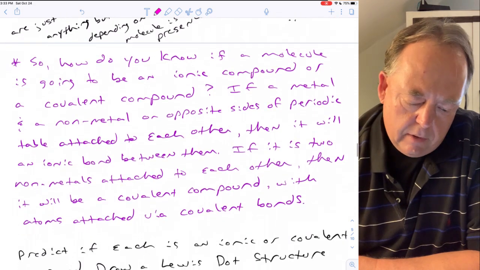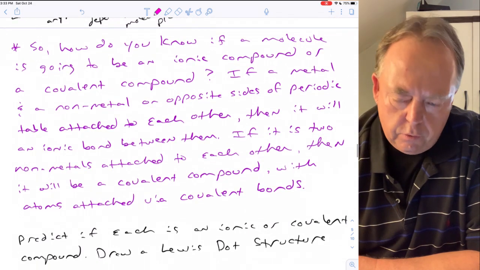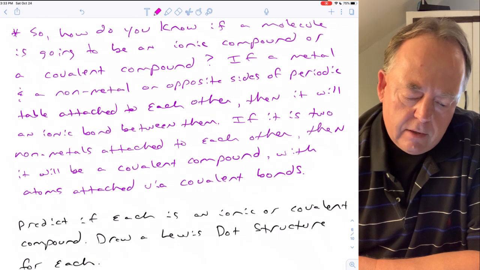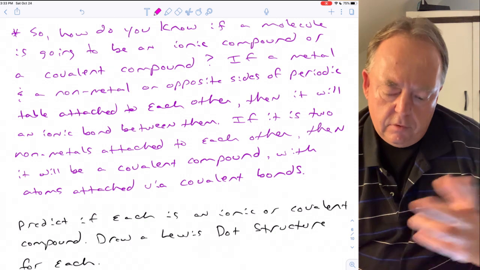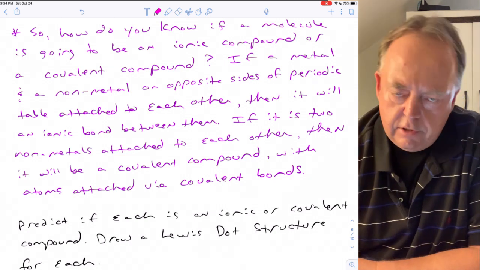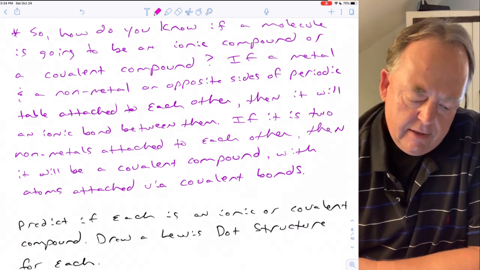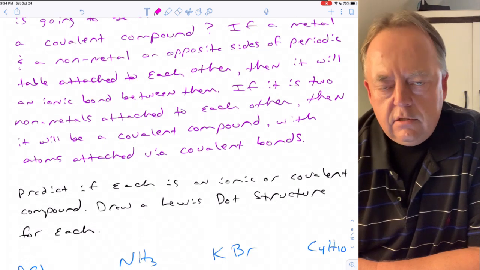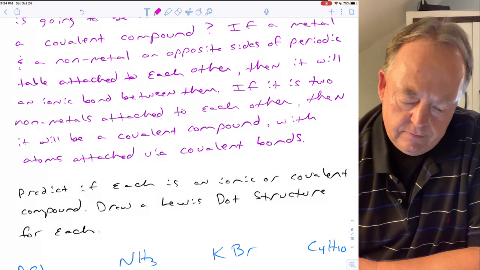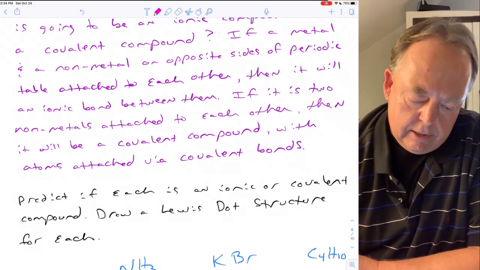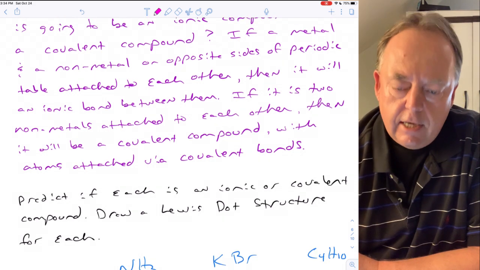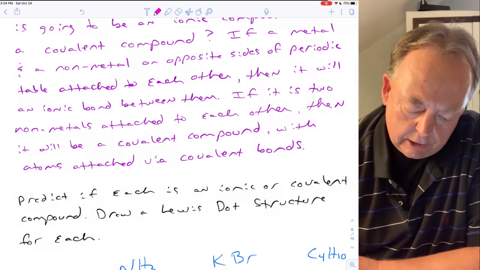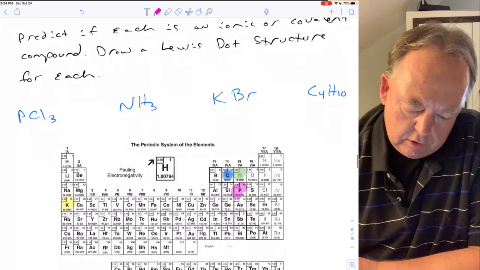Okay, so how do you know if a molecule is going to be ionic or covalent? Well, if it's a metal and a non-metal on opposite sides of the periodic table, then that's typically going to form an ionic bond. If it's two non-metals attached to each other, then that's going to be a covalent bond where they share electrons. So let's put that into practice.